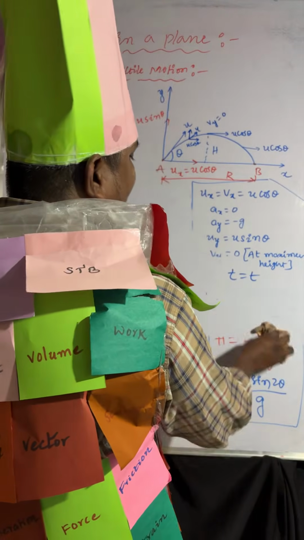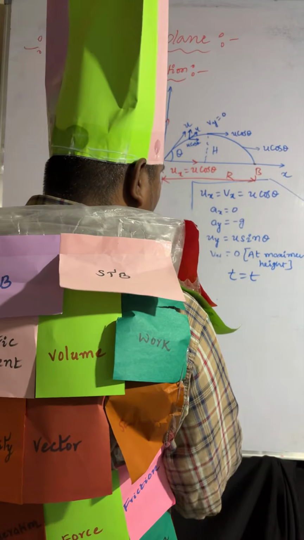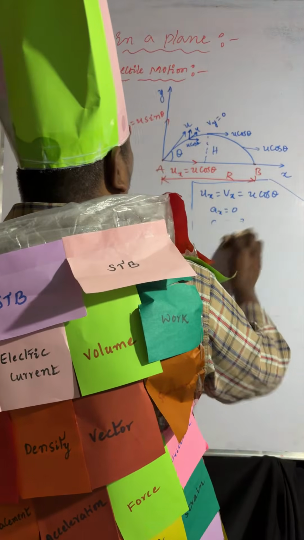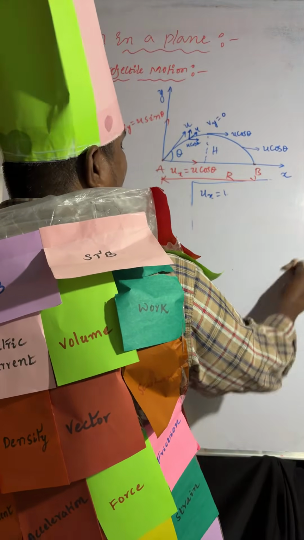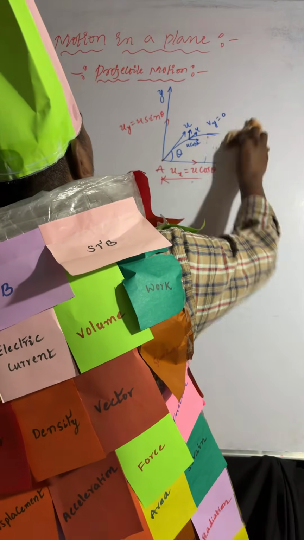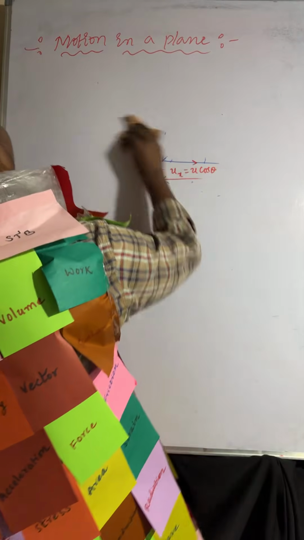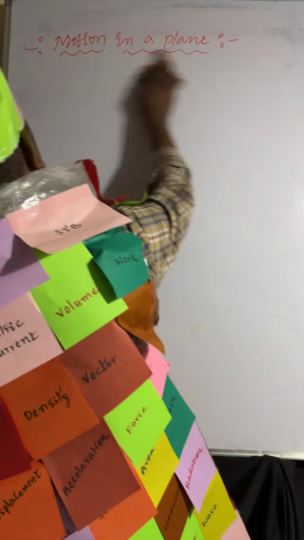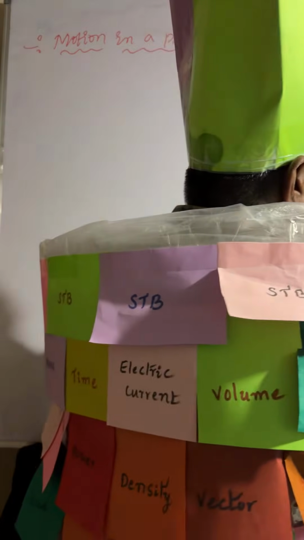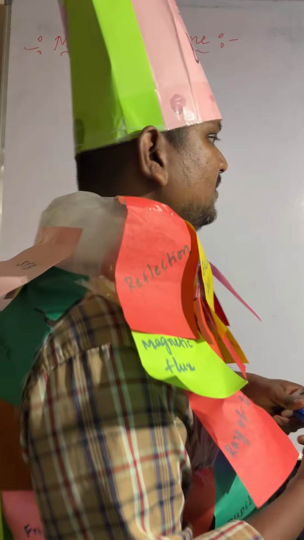So now you can see circular motion. How will the linear quantities change into angular quantities? Okay, so we'll discuss that now. When the body is moving in a curved path, then it is called circular motion.